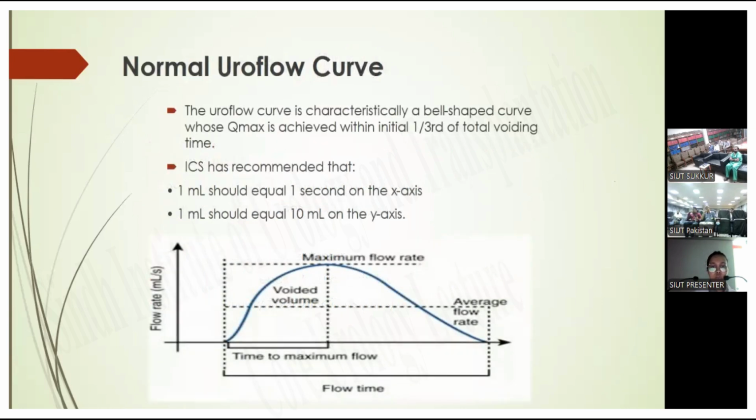This is the normal flow curve, which we know as the bell-shaped curve. This bell-shaped curve basically is one in which Qmax is achieved within the initial 1/3 of the total voiding time. The ICS recommends that 1 ml should equal 1 second on the x-axis and 1 ml should equal 10 ml on the y-axis. So in this graph, this is the time to maximum flow, which is achieved in 1/3 of the time, and this is the flow rate.